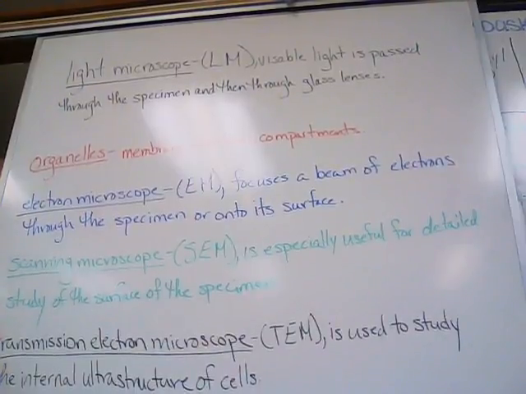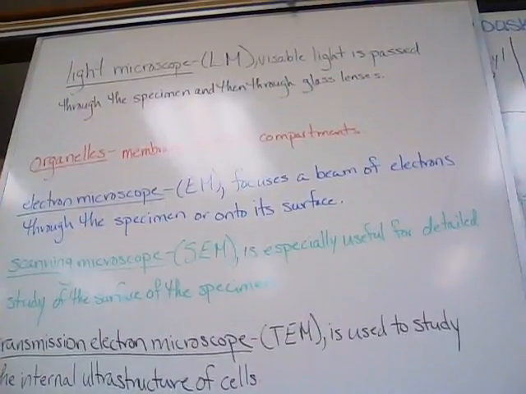In a light microscope, visible light is passed through the specimen and then through glass lenses. That is actually one of the types of microscopes that are used. Today we're going to talk about 4 different types of microscopes. So I just mentioned the first one, the light microscope.